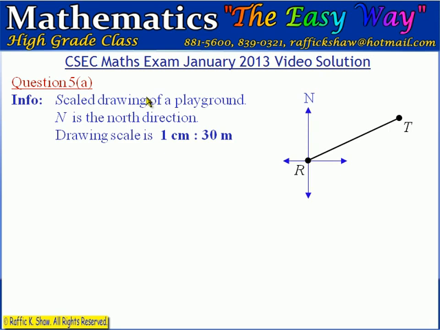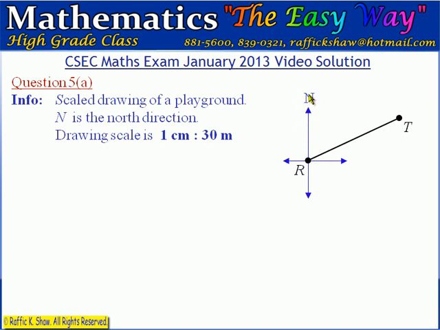We are now at question 5 of the CSEC Maths January 2013 exam video solution. This question gives us a scale drawing of a playground showing the north direction and a line RT representing the distance between 2 points R and T on the playground. The scale of the drawing is 1 centimeter to 30 meters. That means 1 centimeter on the drawing represents 30 meters on the playground.